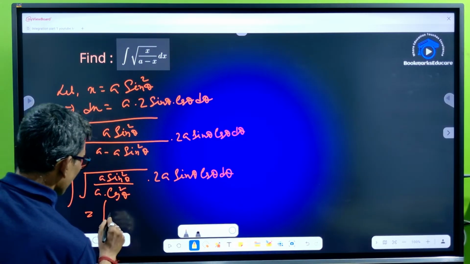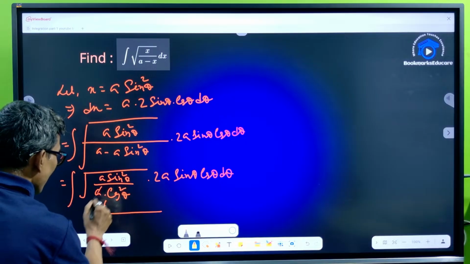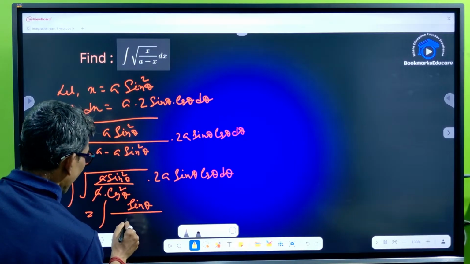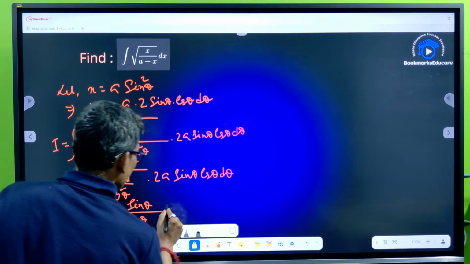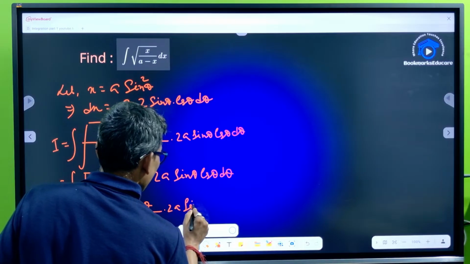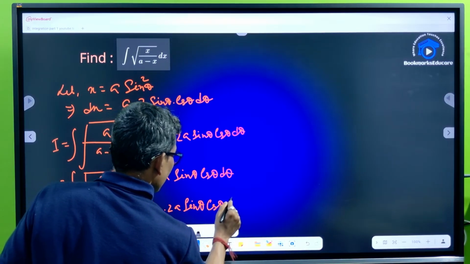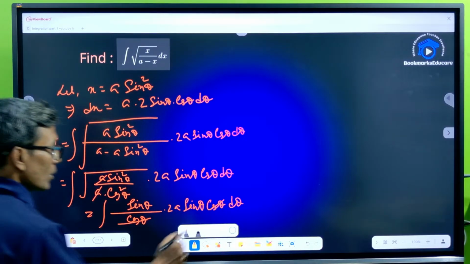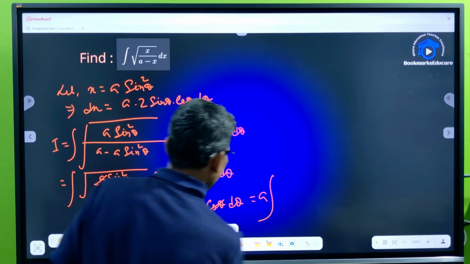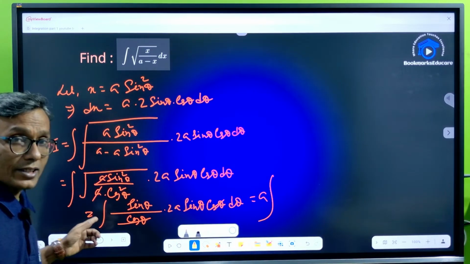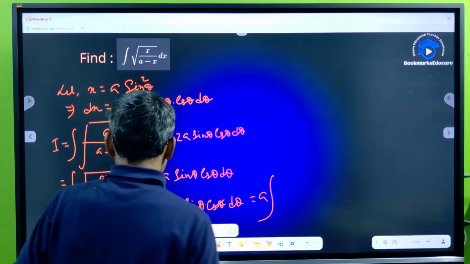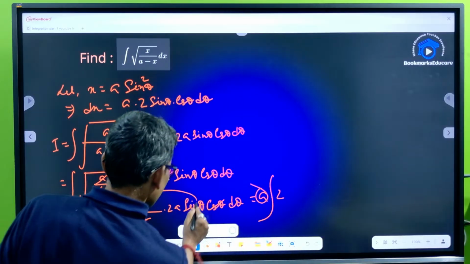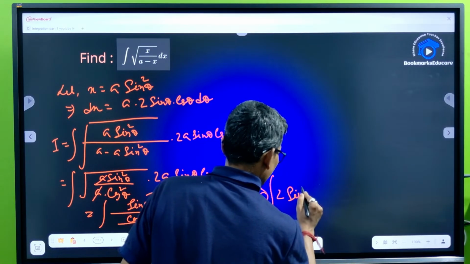So a will be eliminated. So sin theta by cos theta into 2a sin theta into cos theta d theta. So cos theta will be cancelled out. So the constant a comes outside of the integral sign. This a is a constant. So 2 sin square theta d theta.